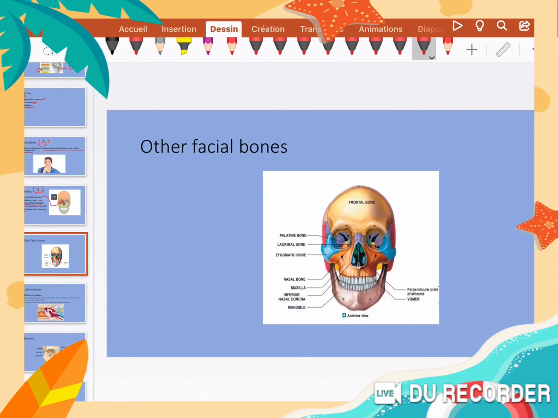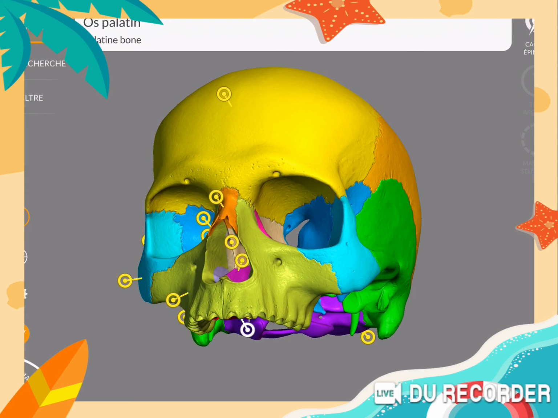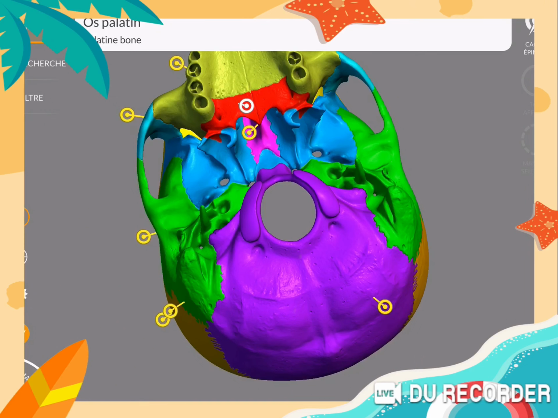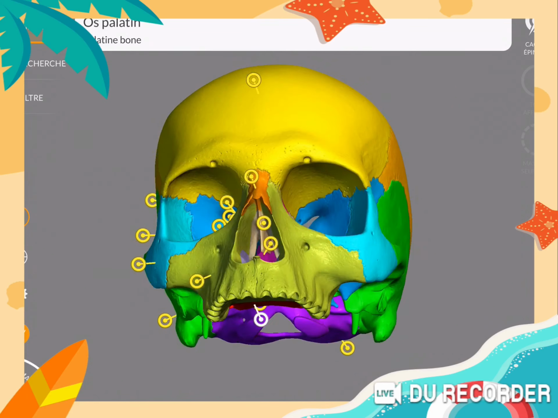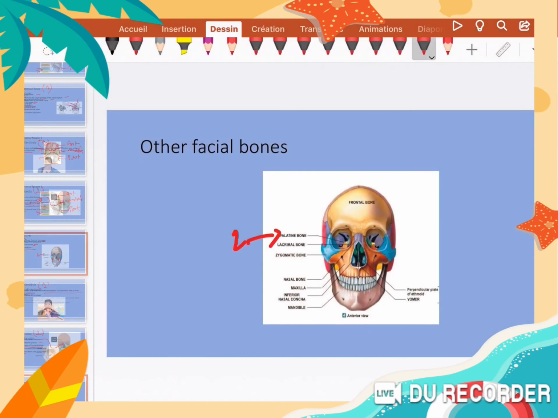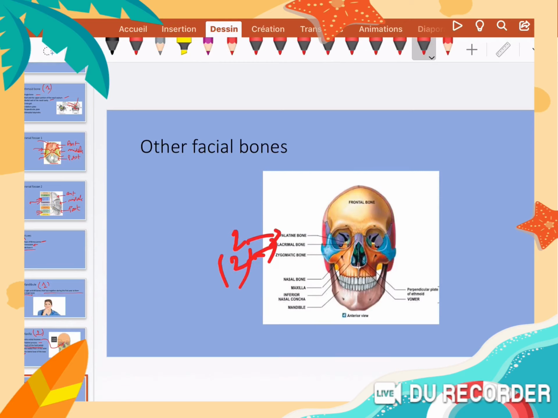So let's finish other facial bones. Also, we have two palatine bones. We saw them here. Two palatine bones here, okay, forms the hard palate with the maxilla, and then we have two lacrimal bones. Lacrimal bone is the smallest bone of the cranium, and it's where the tears collect.